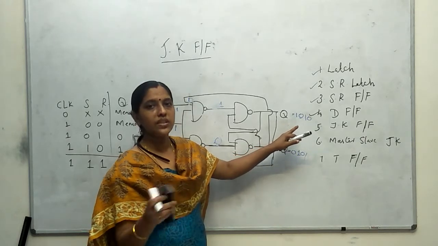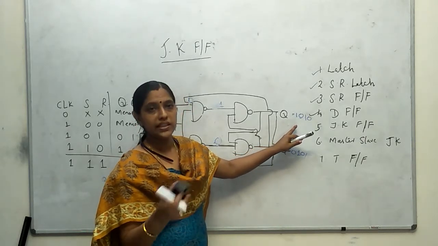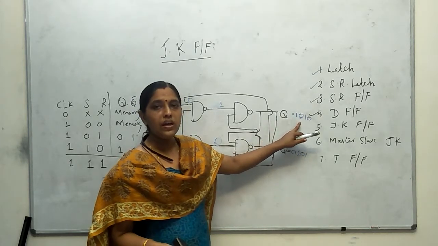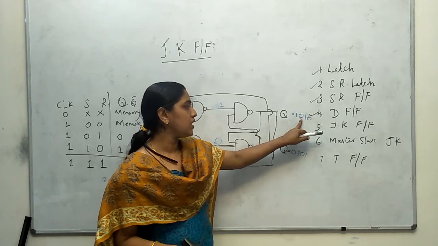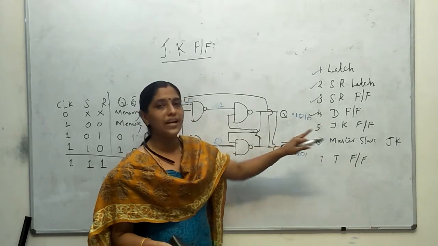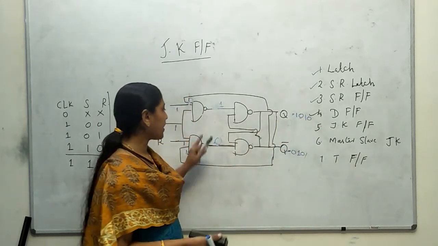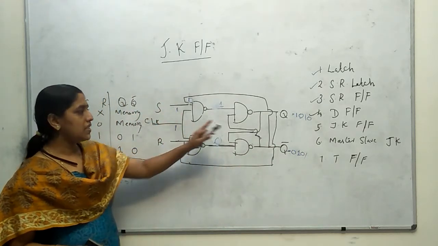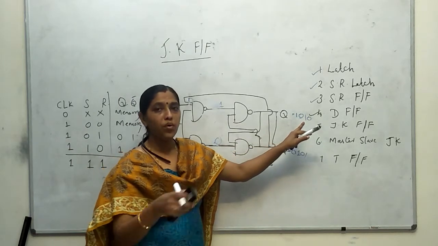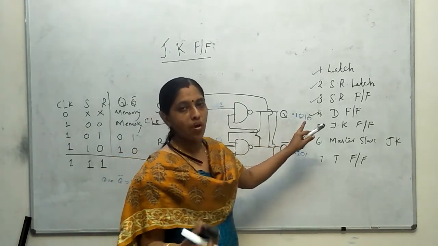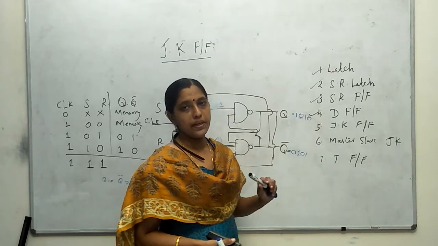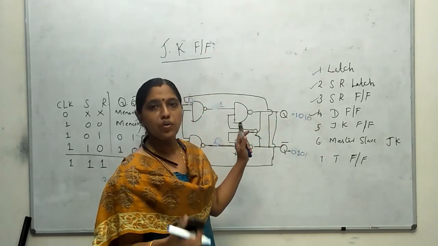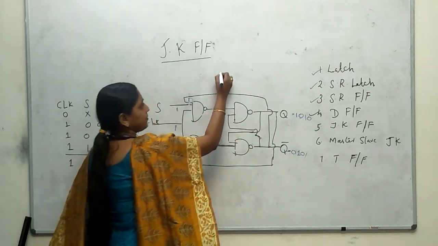Whenever we are giving such a feedback, the output will go on changing from 1 to 0 and 0 to 1, and that is known as toggling. Changing of output from one state to another is known as toggling. So from 1 to 0, 0 to 1, 1 to 0, 0 to 1, like that it will continue. Whenever we are connecting such a feedback and both S and R inputs are 1, 1, the output will keep on toggling uncontrollably. This uncontrollable change in the output is known as racing.